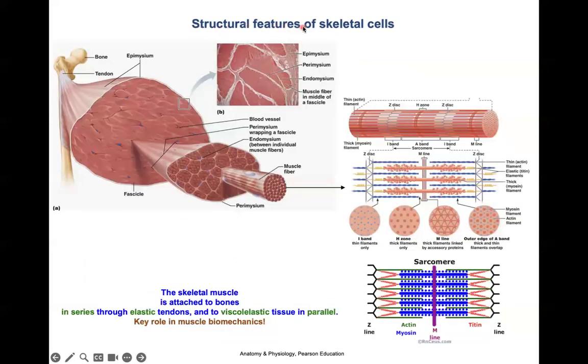Here are some structural features of the skeletal muscles. We have here the bone and the tendon directly connected to the bone. The tendons are elastic. So here we have elasticity both in series, like the tendon, but also in parallel. Different types of connective tissues contain collagen among others. So we have here the muscle and the fascicles, and then we have the muscle fibers. And here are the myofibrils, actin and myosin inside the muscle fiber.